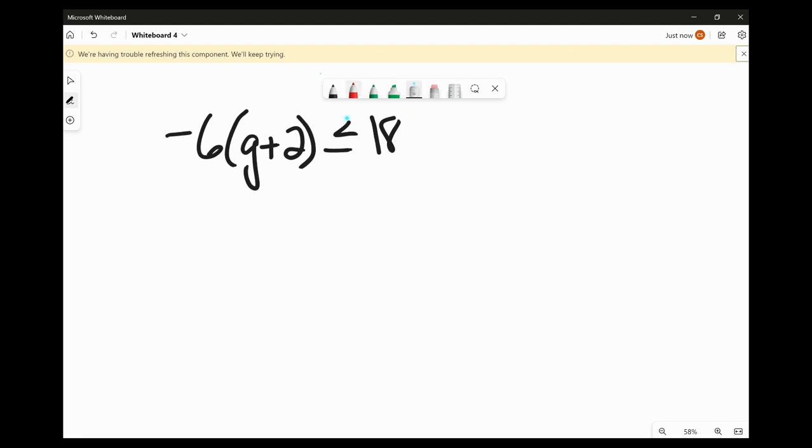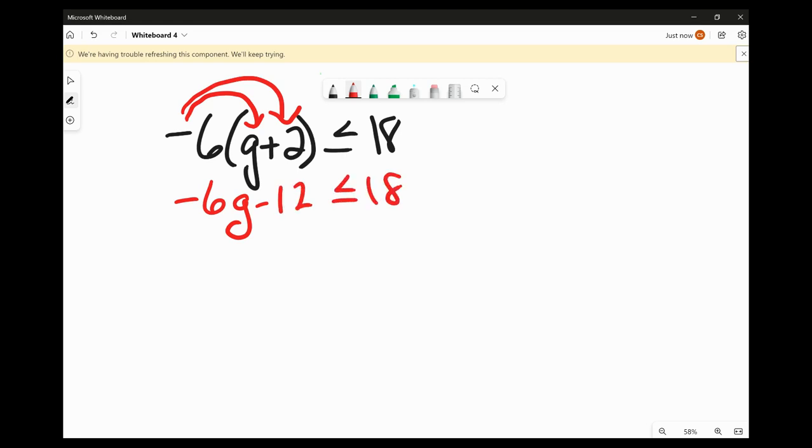If I were going to solve an equation, my first step would be to get rid of the parentheses by doing the distributive property. I'm going to do the same thing here. That just means we take the number on the outside and multiply it by everything on the inside. So negative 6 times g gives negative 6g. Then negative 6 times positive 2, no, I'm not going to get positive, I'm going to get negative 12. You've got to watch me. So it looks like this. All right, that's the first step.